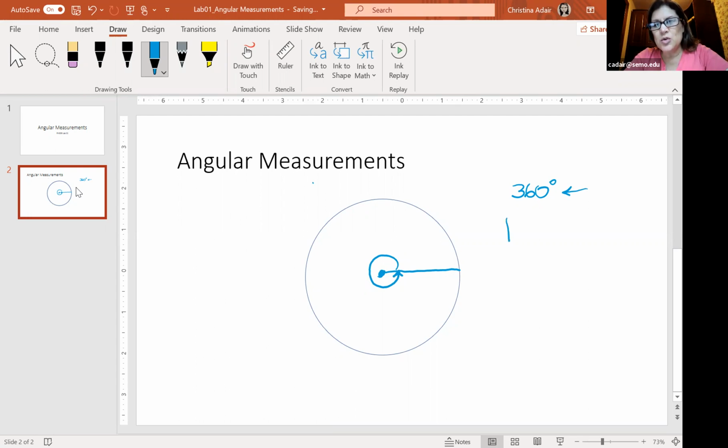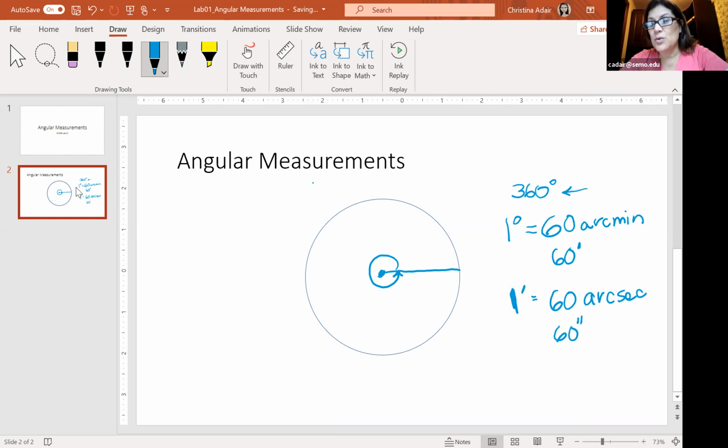So 1 degree is 60 arc minutes, which we can also write with one little tick mark. This one tick mark means arc minutes. Just like an hour has 60 minutes in it, 1 degree has 60 arc minutes in it. Then 1 arc minute can be broken down further into 60 arc seconds, kind of like a minute can be broken up into 60 seconds. We denote that with 2 little tick marks.